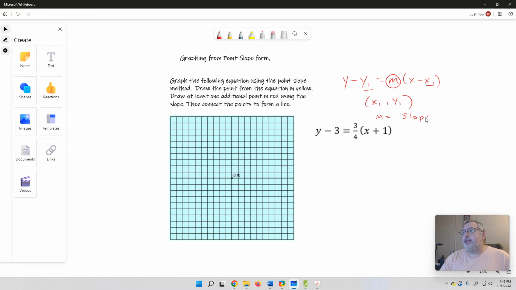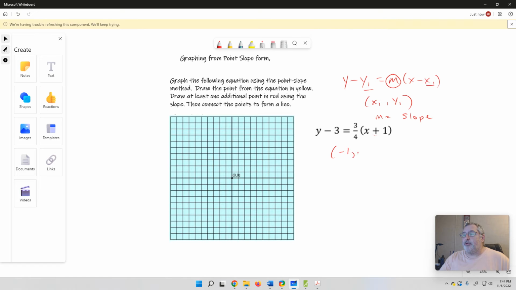So we're going to look at two quick examples. I'm going to show you how to do it, and then hopefully that'll help you in your lesson as you're doing them. So what I'm going to do here is I'm going to find the point first. So the point here, it's x1, y1. Since this is plus 1 and the form is minus, that means that's going to be negative 1. And then my y value is going to be 3. So in yellow, I'm plotting that point, negative 1, 3, right there.